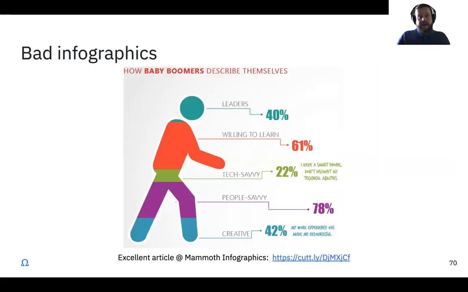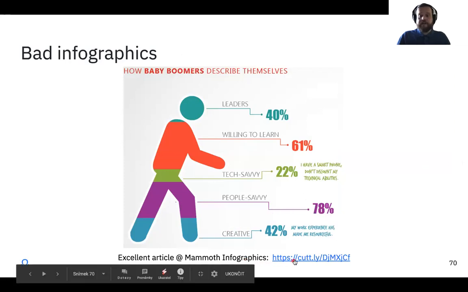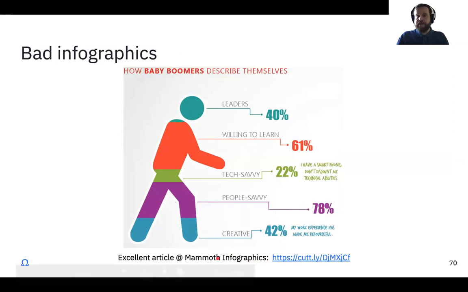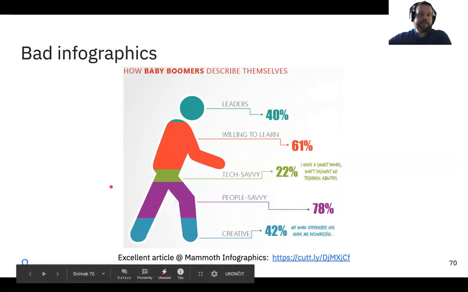So you have multiple charts telling the story about the problem of oil spills. There are a lot of bad infographics. There is an excellent article on mammoth infographics. Again, you have the link in the lecture slides. I recommend you read it. There are some beautiful examples. This is one of them, quoted from that article.